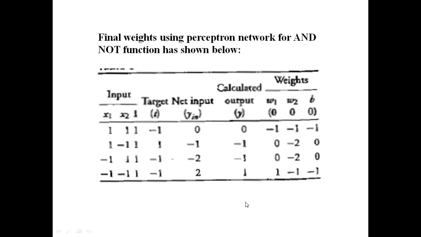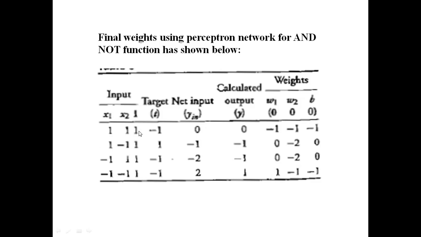So the weights after presenting the fourth input sample are 1, -1, and -1. Okay, so now we come to the final stage, that is, we now calculate the final weights using the perceptron network for the AND NOT function, which is shown in the figure or table.